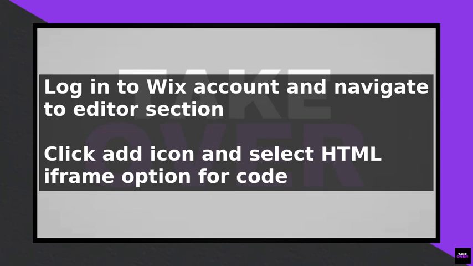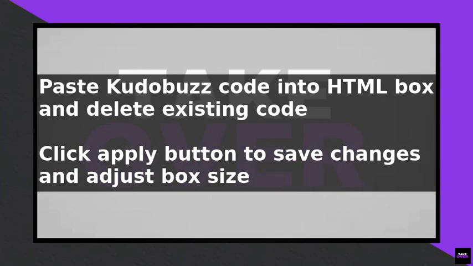Click on the HTML box to enter the edit mode and paste the Kudobuzz code you copied earlier. Make sure to delete any existing code in the box before pasting the new code. After pasting the code, click on the Apply button to save the changes. You can then adjust the size and position of the HTML box to fit your website design.